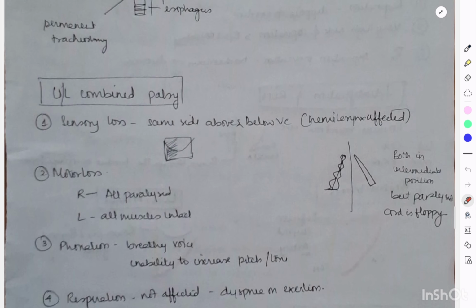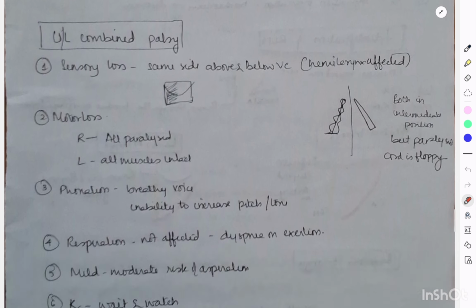So this was about the different conditions: unilateral, bilateral, and then combined palsies of the laryngeal nerve.